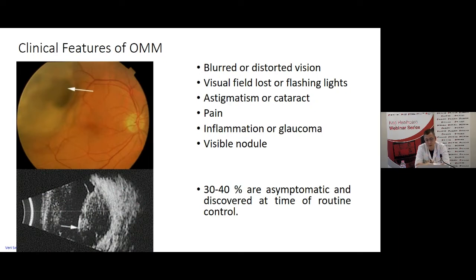And sometimes when the tumor is getting larger, and also if the tumor is located at the central vision area, those people may experience blurred and distorted vision, some types of visual field loss, or most importantly, flashing lights, like light bulbs just passing in front of their visual fields. In some cases, they may experience cataract formation. They may feel ocular pain. And in very advanced cases, they may have glaucoma, inflammation in the eye, and even a visible nodule without an ophthalmic examination. But again, I want to emphasize that in 30 to 40% of cases, patients are asymptomatic, meaning that they don't feel anything.